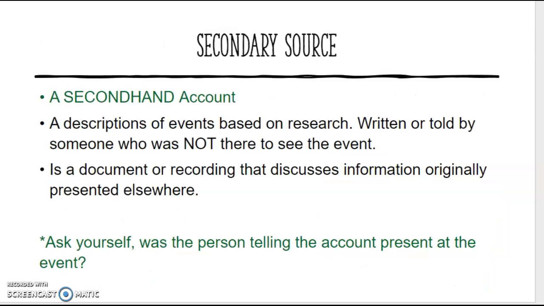A secondary source is a second-hand account, and this is based off of research, written or told by someone who is actually not there but is studying it. So it's a document or recording that discusses information originally presented elsewhere. So if my grandfather wrote a journal about World War II, that would be a primary source. However, if he told me a story and I wrote the World War II example about him telling me it, that would become a secondary source.